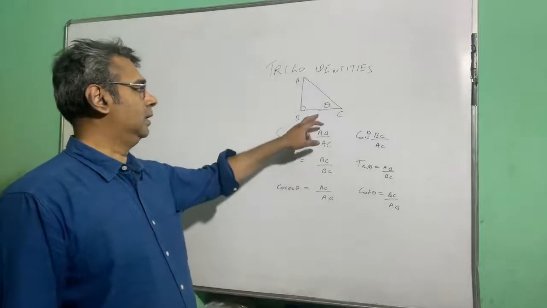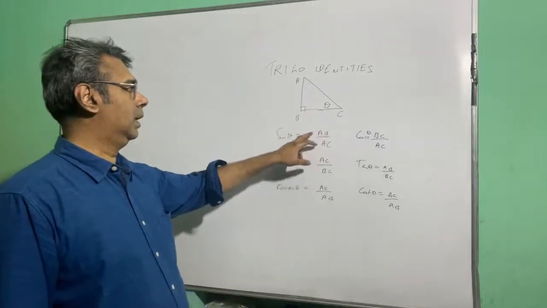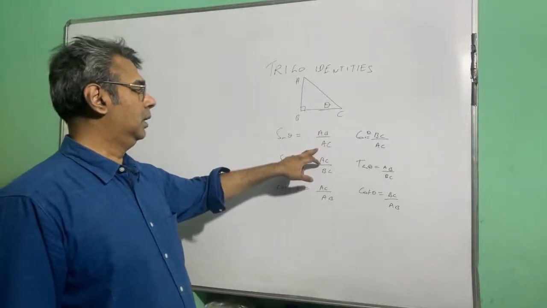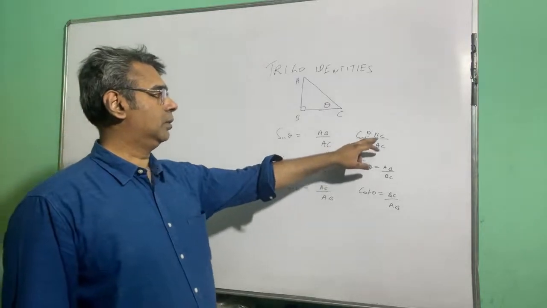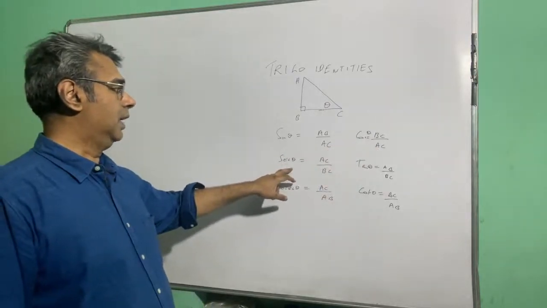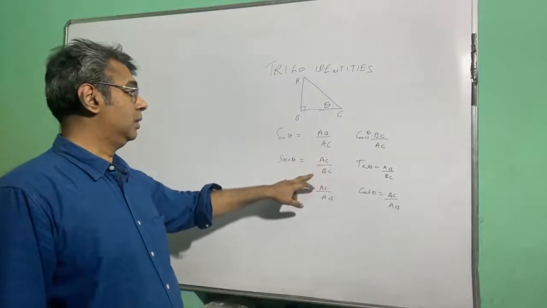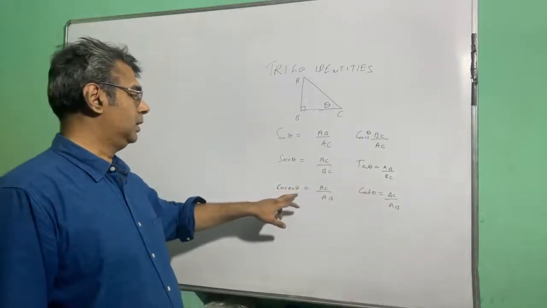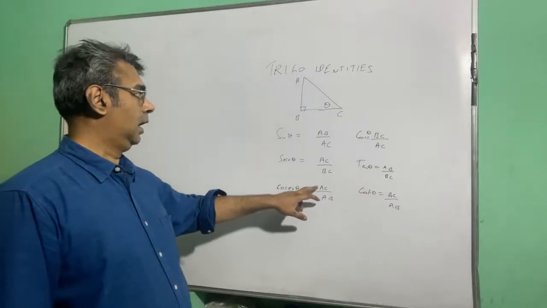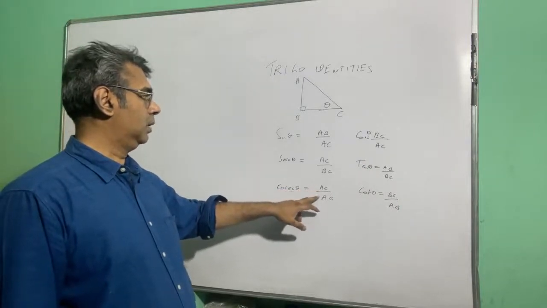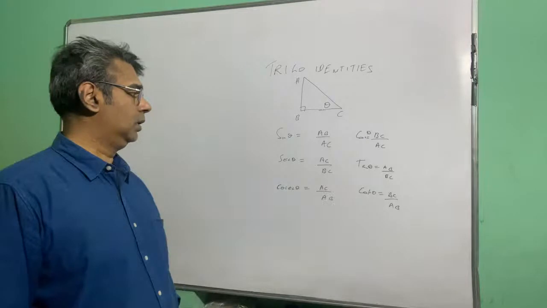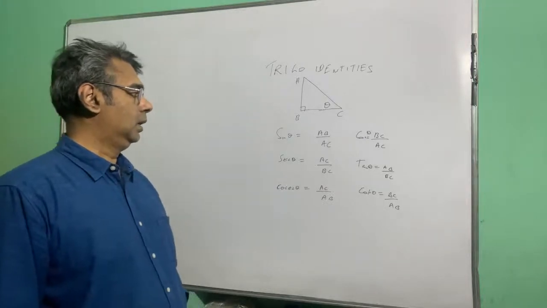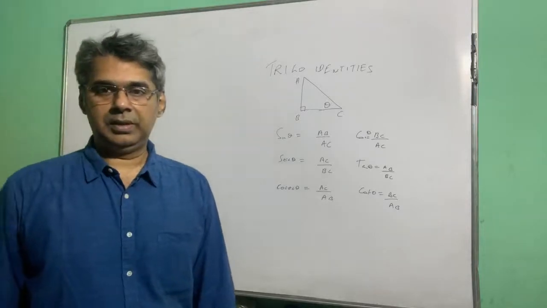You know that sine theta is perpendicular by hypotenuse, so AB by AC. Cos theta is base by hypotenuse, BC by AC. Sec is reciprocal of cos, so AC by BC. Tan is perpendicular by base, so AB by BC. Cosec is hypotenuse by perpendicular, AC by AB, and cot is base by perpendicular, BC by AB. So these are the 6 trigonometric ratios.